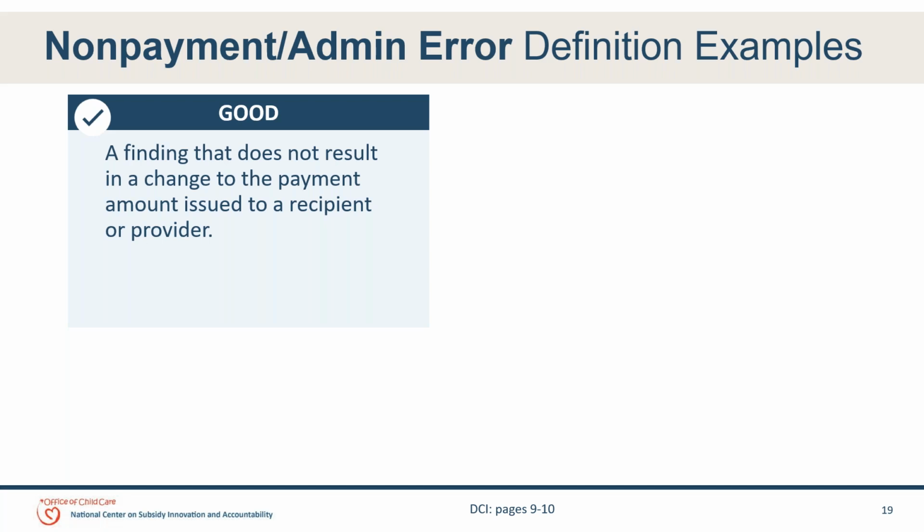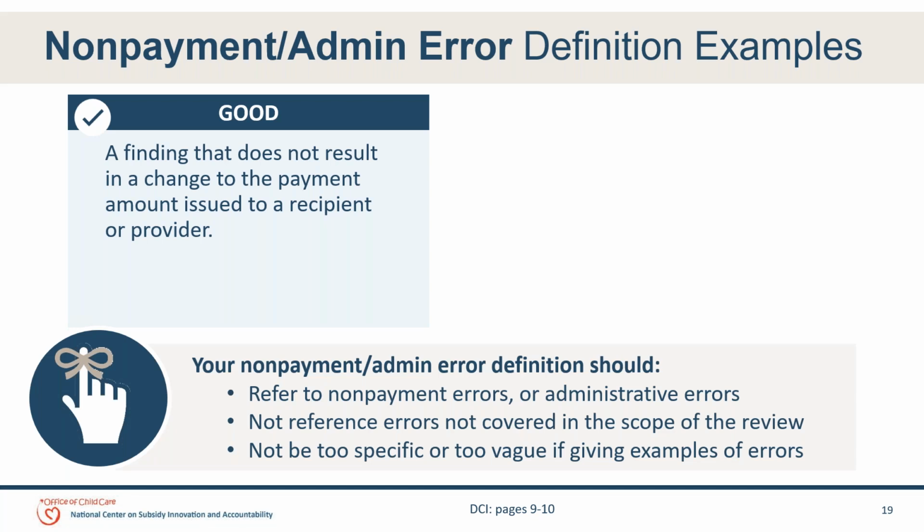Finally, we have administrative errors or non-payment errors. Looking at the definition on the left side of your screen, a finding that does not result in a change to the payment amount issued to a recipient or provider. And similarly to the last slide, we would like your definitions of non-payment error to be clear that they are referring to errors that do not result in improper payments. And also, we don't want them to be too specific or too vague if giving examples. This one does not have any examples of causes.